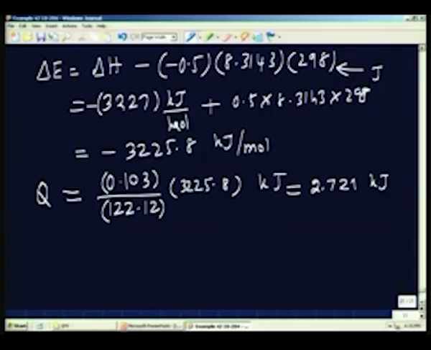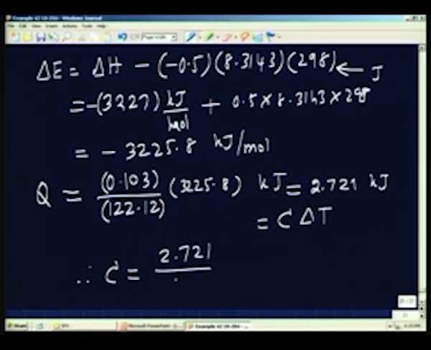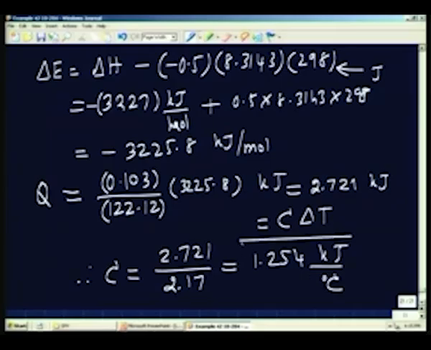This must be equal to C into delta T. Therefore, C will be equal to 2.721 divided by delta T, which is nothing but 2.17, and therefore this comes to 1.254 kilojoule per degree centigrade. This is the value obtained from the first experiment for the calorimeter constant C.